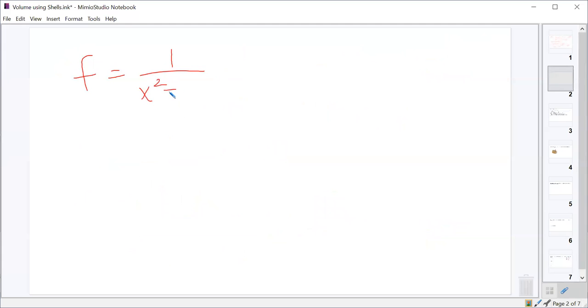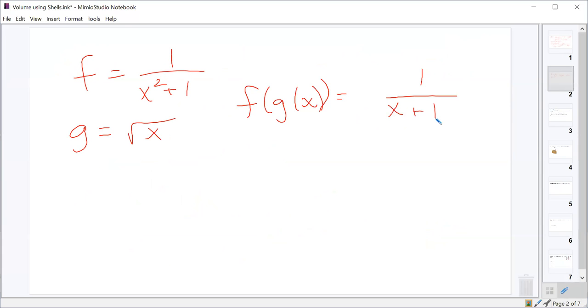The other thing that we could do is we could say that f was 1 over x squared plus 1, right? And g was just root x. So we could find f of g of x first, which would be 1 over x plus 1. Looks like this way is going to work out a lot easier, right? And then we just need to find the derivative of that, which is the reciprocal rule again. So that's negative the derivative of x plus 1, which is 1 over x plus 1 squared.